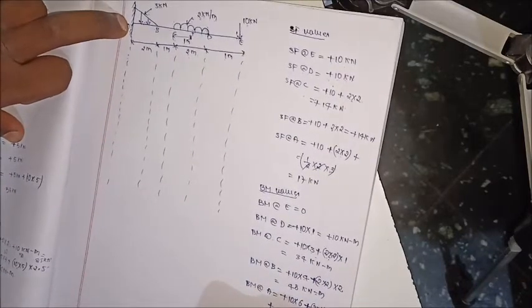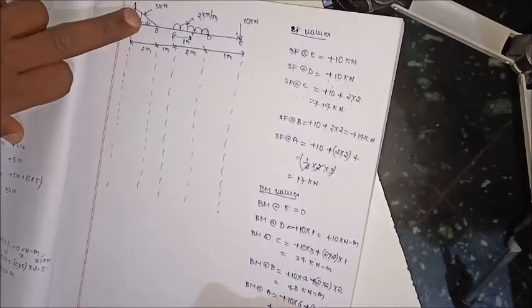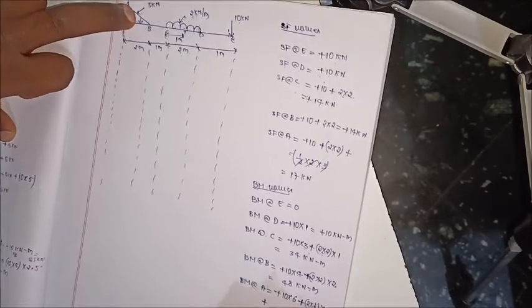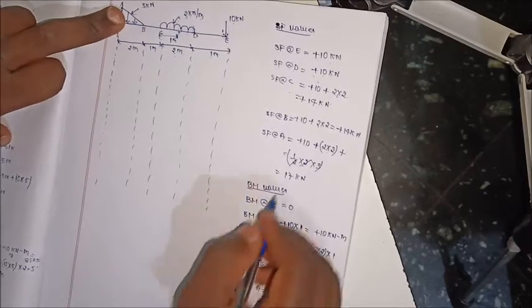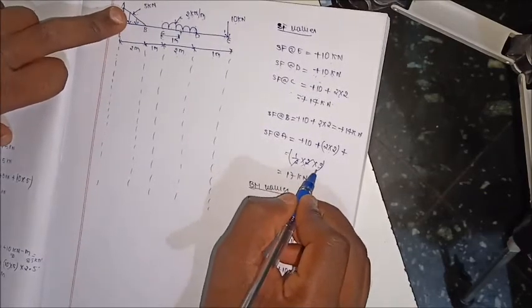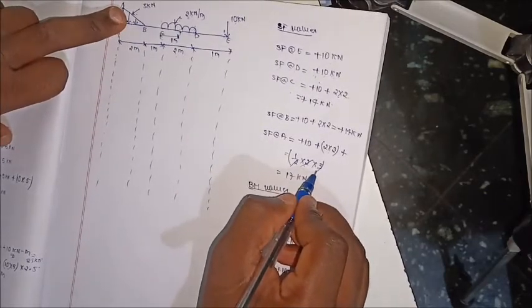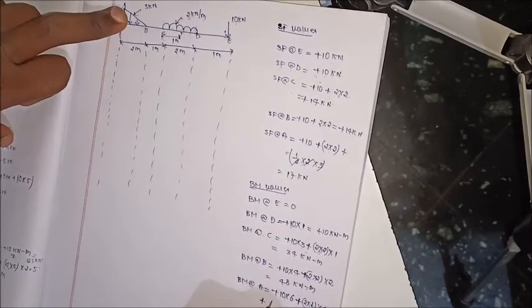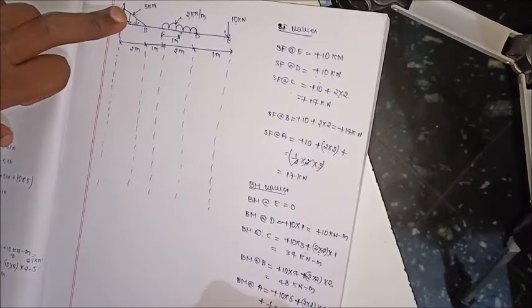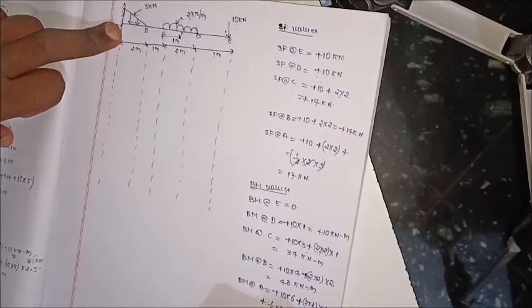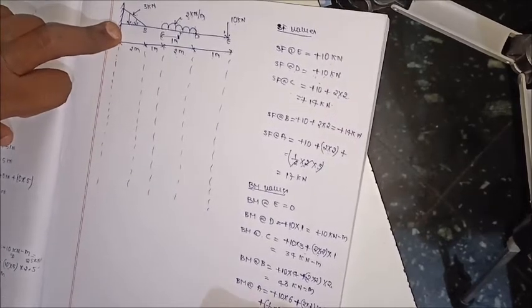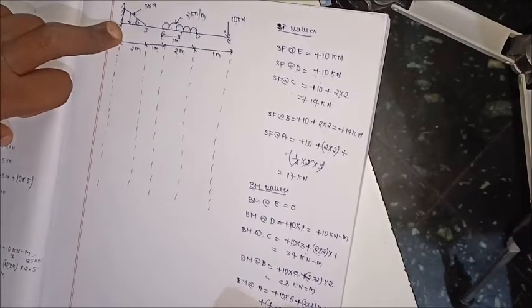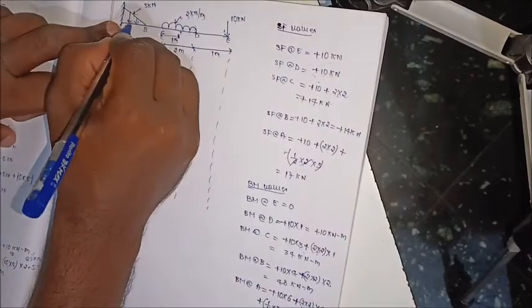Plus, due to this UVL load, first you convert the UVL load into a point load by the triangular area. We already calculated this load as 3 kilonewtons. So calculate again: half into base, which is 2 meters, and height, which is the intensity of load. So this is the point load, and it acts at the centroid distance.